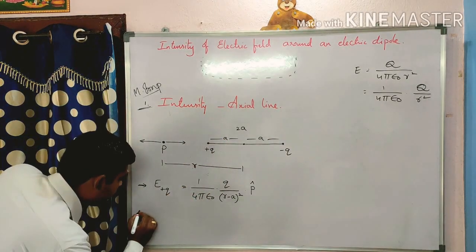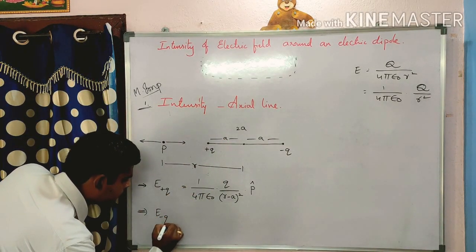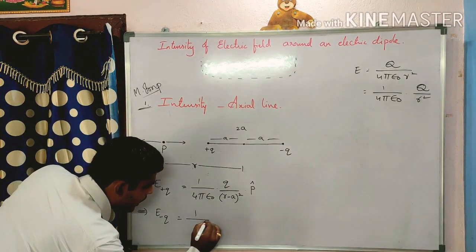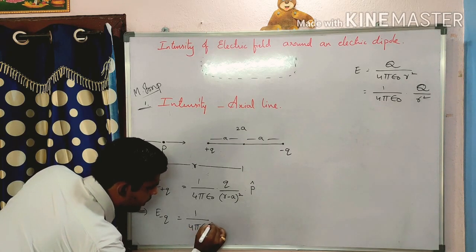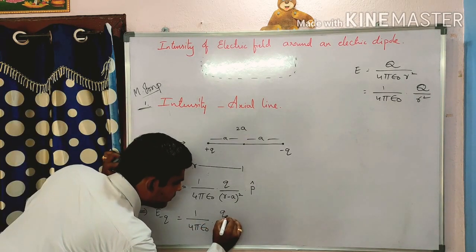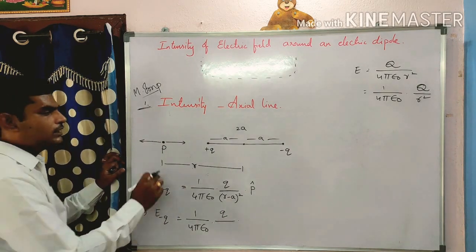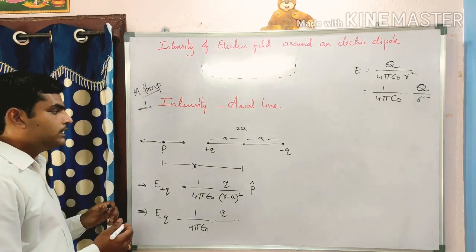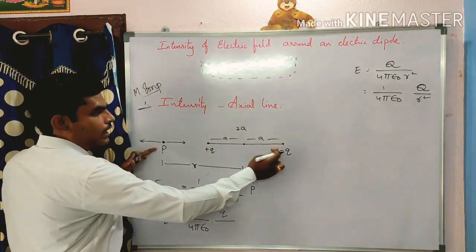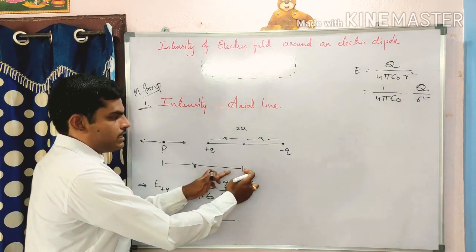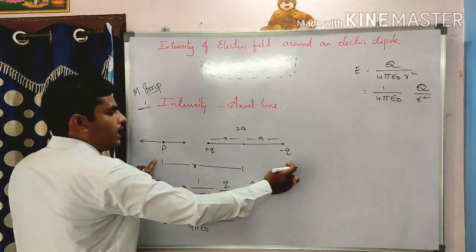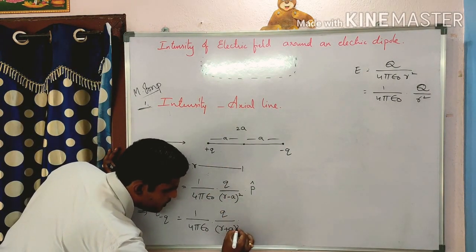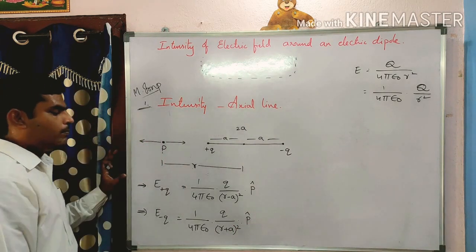Next, electric field due to negative charge. E minus Q, the field due to the negative charge, is 1 by 4 pi epsilon naught, Q by, what is the distance of this point from the negative charge? You see point P and the negative charge. This is R distance, and from here to here is a distance. Total R plus a distance. So I am writing here (R plus a) whole square, vector notation P cap.